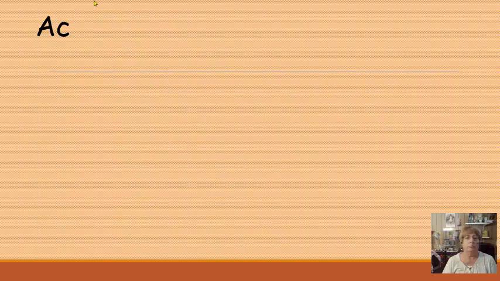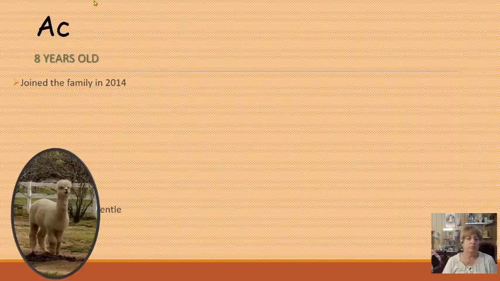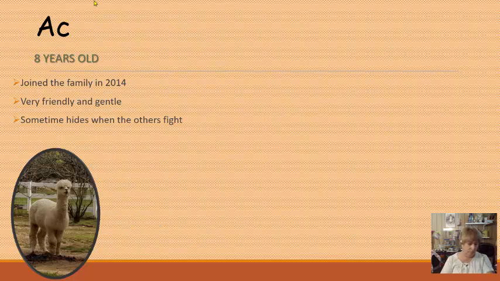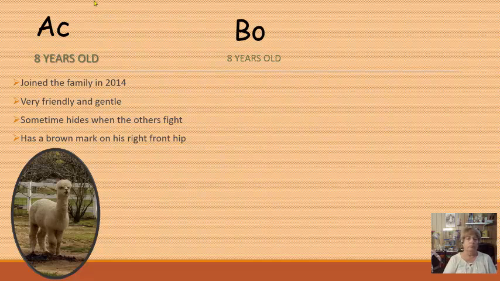The next one is AC. AC is a beautiful, beautiful animal. He is very, very timid. He does not like it when the other alpaca fight, so he goes and hides behind a tree, as though a tree would hide him. He loves his snacks.